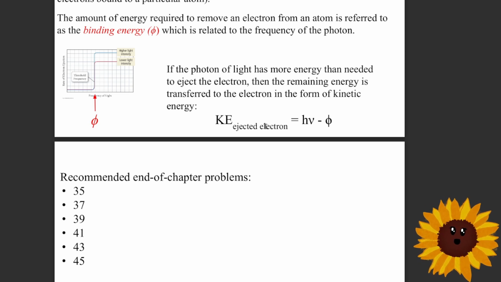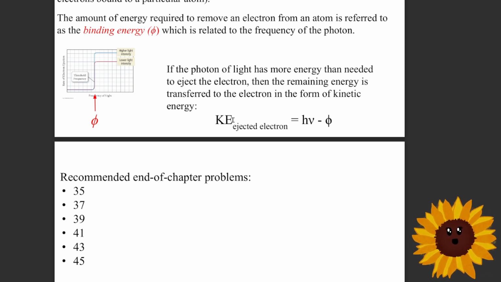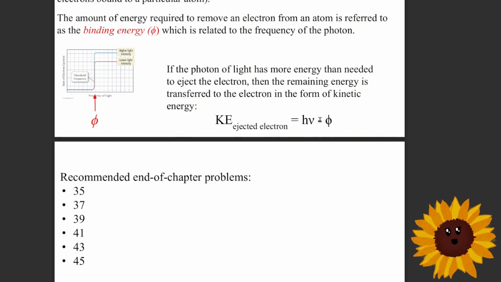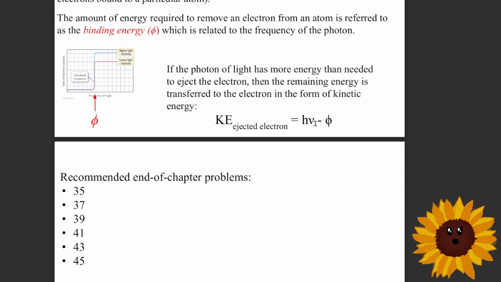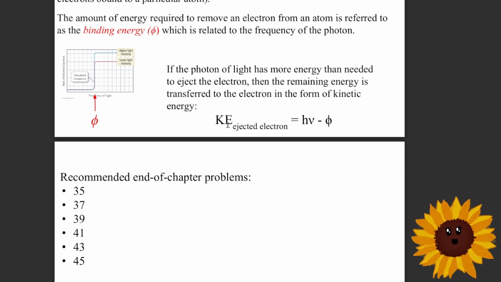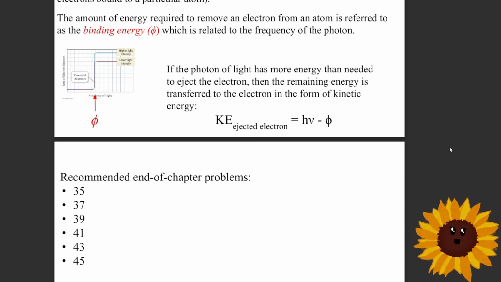When it has a subscript here, it's usually saying of something. So the kinetic energy of the ejected electron equals Planck's constant times the frequency minus the threshold frequency. Remember, you have Planck's constant, so if you can find the frequency and you know the threshold frequency, you can actually calculate how fast that ejected electron is moving, which is pretty cool.